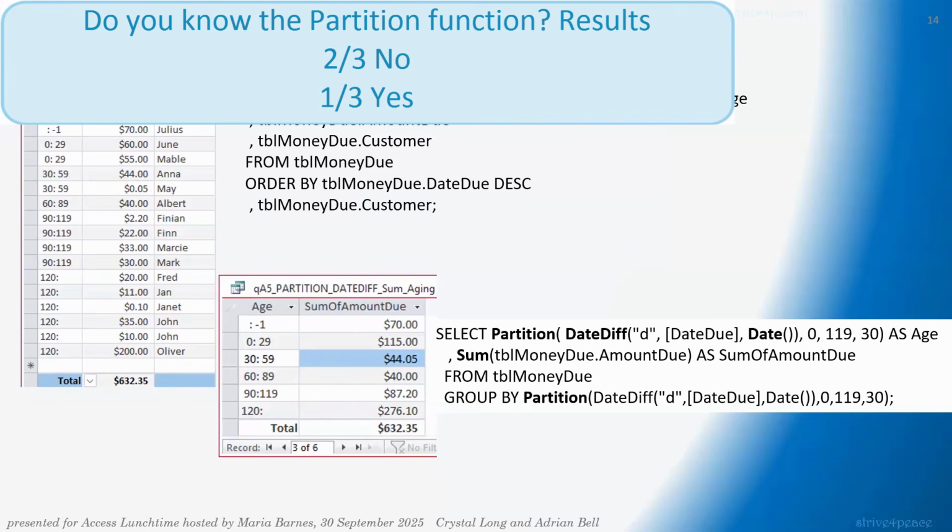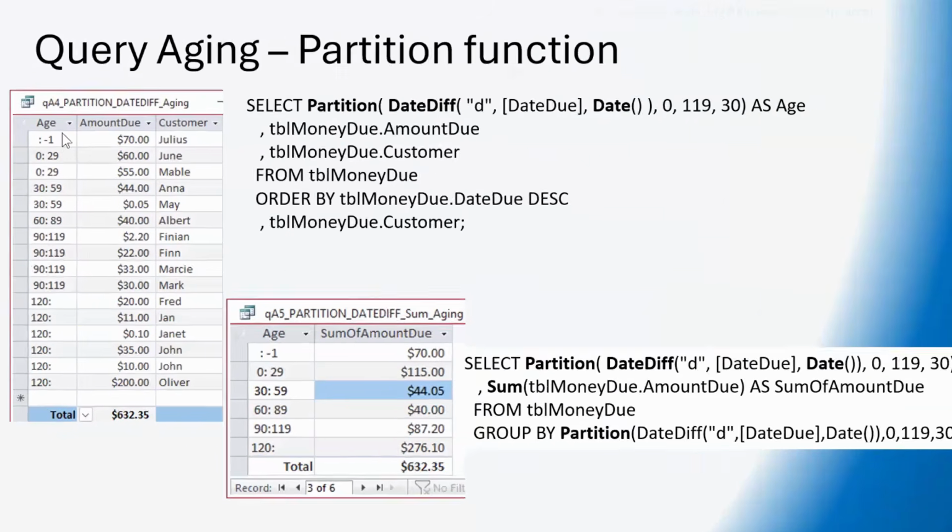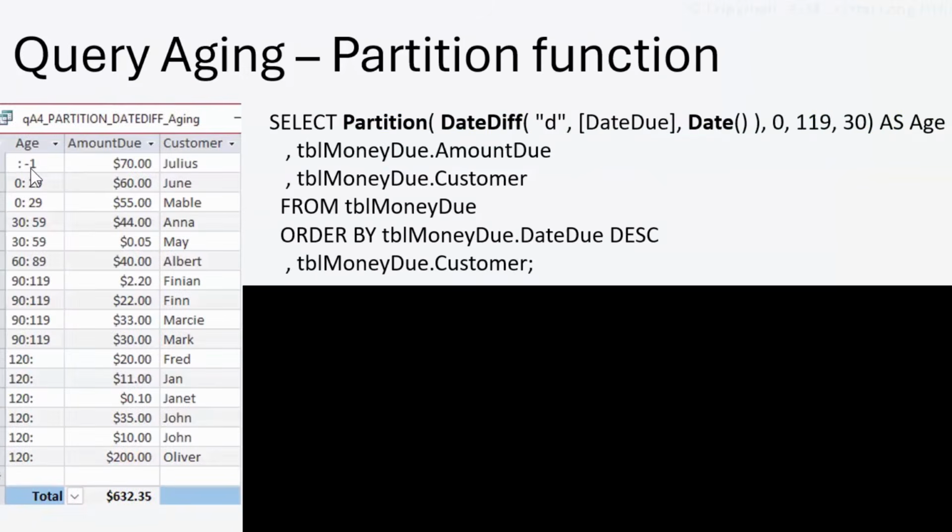Okay. So this is review for some of you and new for others. So look what it does. This :-1 is everybody that's before our range. And then here are our buckets: 0 to 29, 30 to 59, 60 to 89, 90 to 119, and then over 120. Now this first example just shows all the detail.